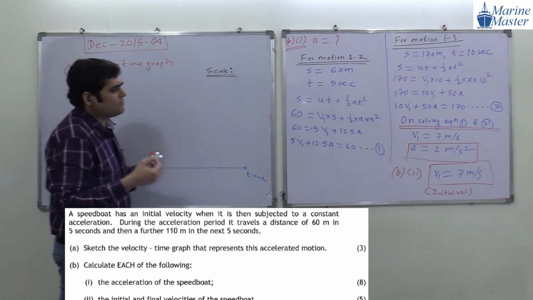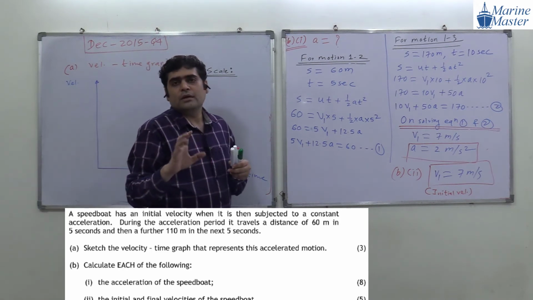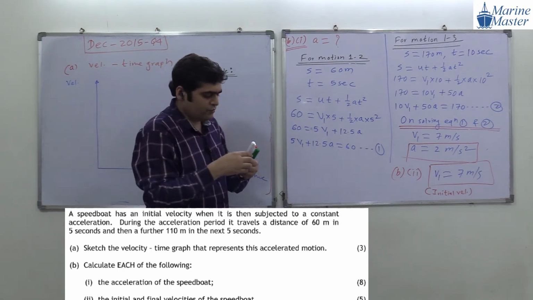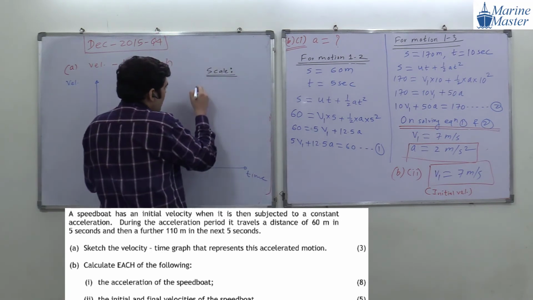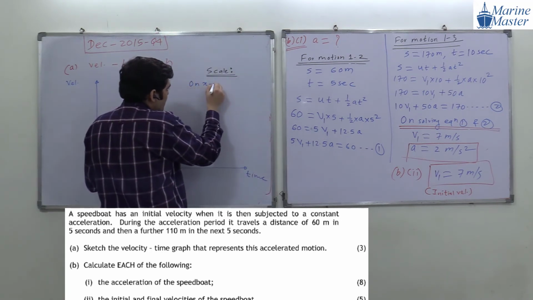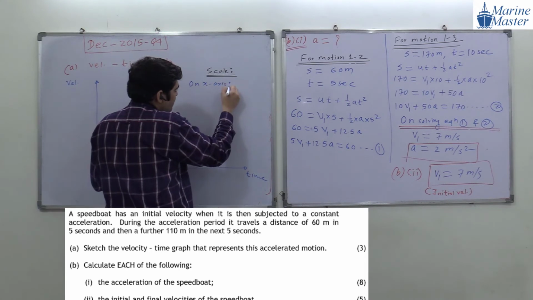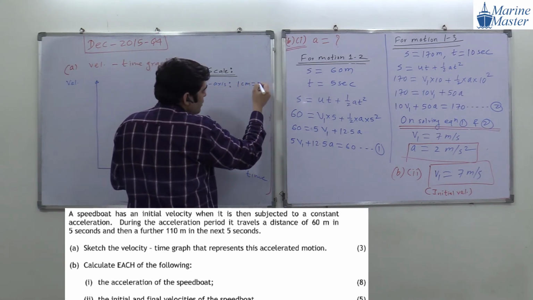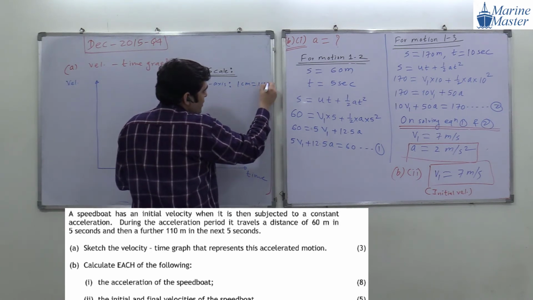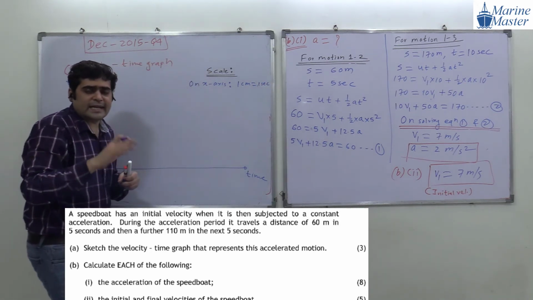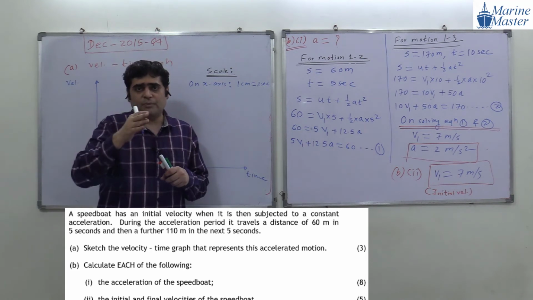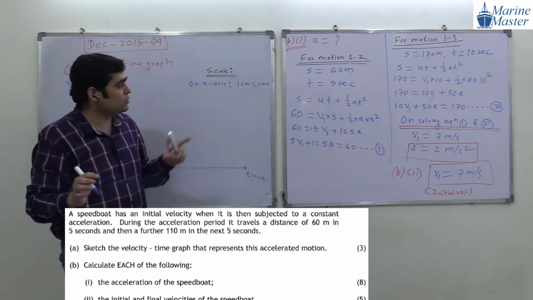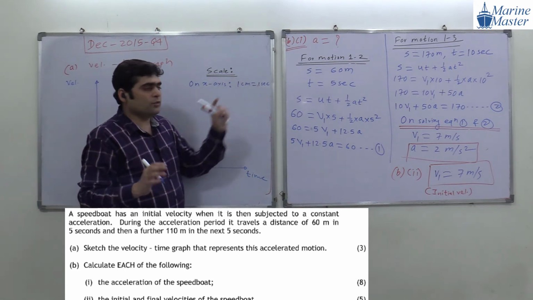What we have as time is 1 to 10 seconds, first 5 seconds and next 5 seconds. So on the x-axis, what will we take? 1 centimeter is equal to 1 second. Take a proper pencil scale, guys. If you don't have graph paper, don't worry. Take a proper pencil scale and try to do it. 1 centimeter is equal to 1 second.